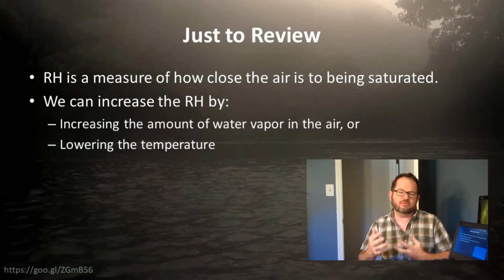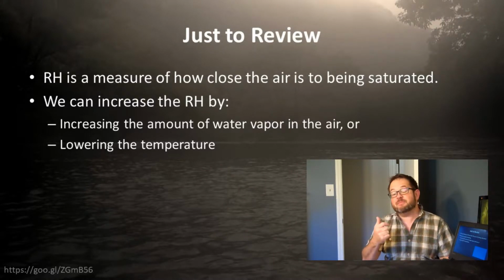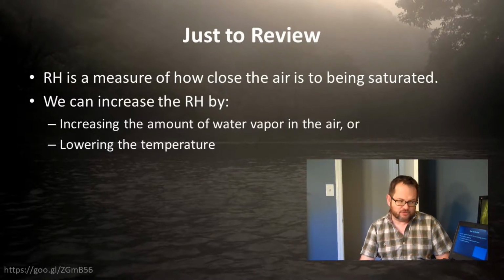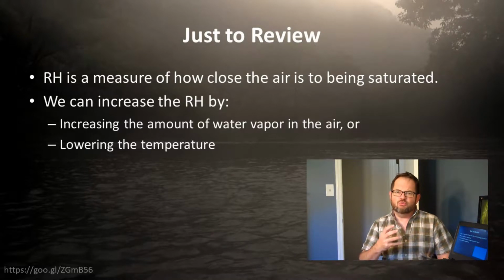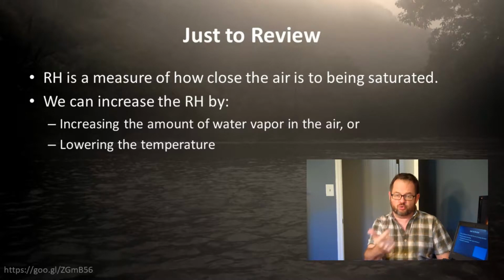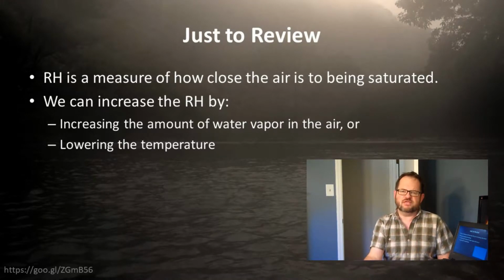Now, just to review, remember, the measure that we use to describe how close an air parcel is to being saturated is relative humidity, which we tend to abbreviate as RH. And we learned last time that there were two ways we could increase the relative humidity of an air parcel. One was we could increase the amount of water vapor that's in the air, or we could lower the temperature of the air.